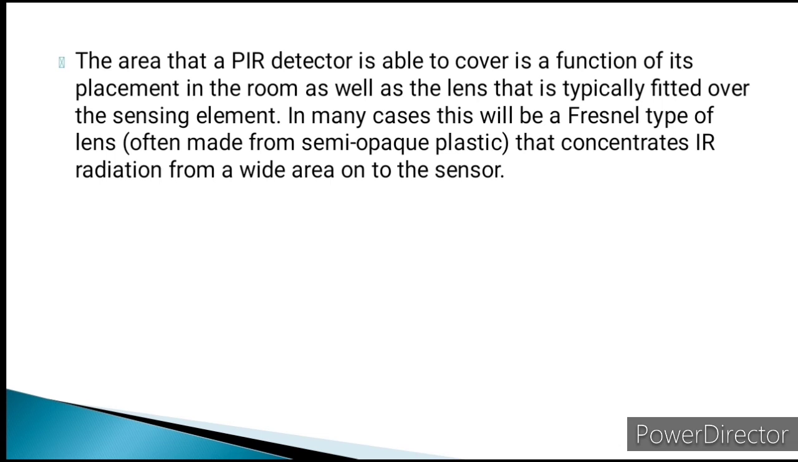The area that a PIR detector is able to cover is a function of its placement in the room as well as the lens that is typically fitted over the sensing element. In many cases, this will be a Fresnel type of lens, often made from semi-opaque plastic, that concentrates IR radiation from a wide area onto the sensor.